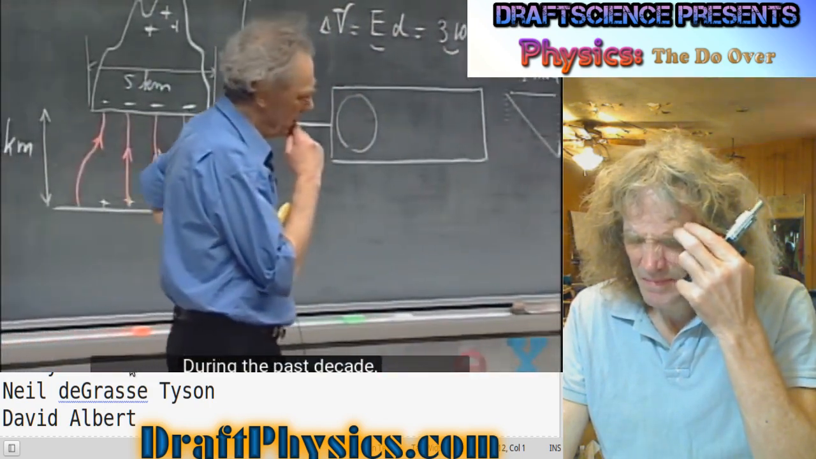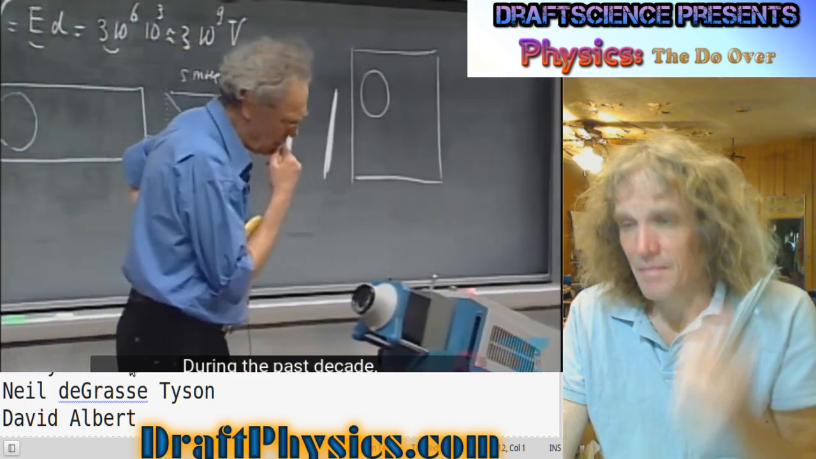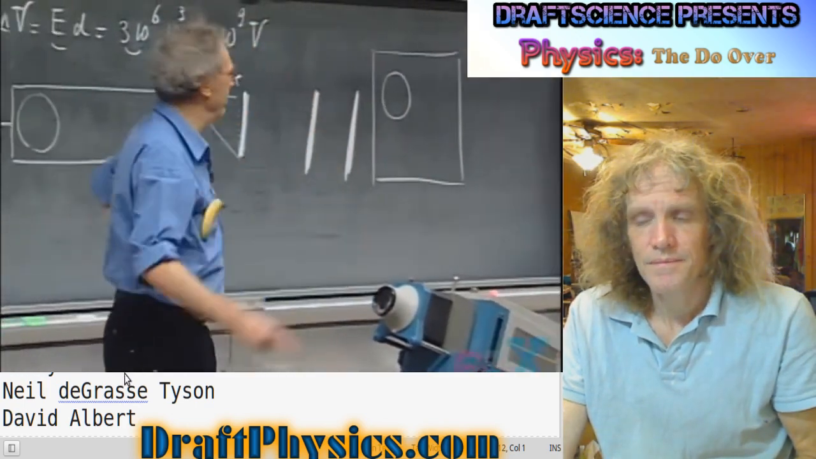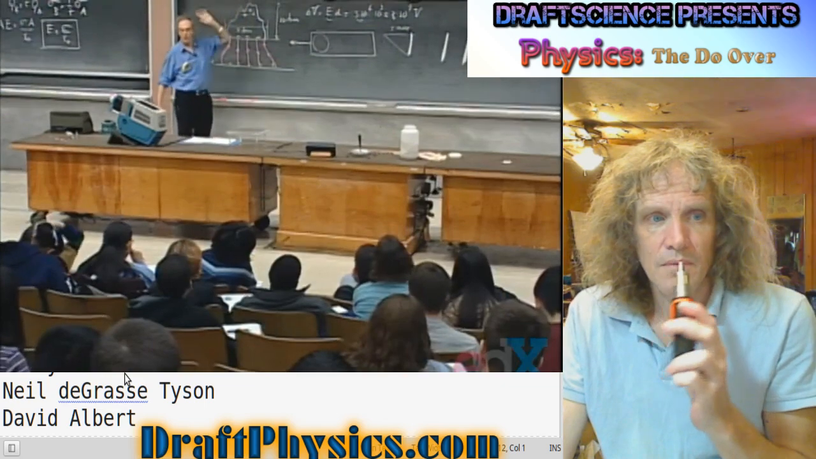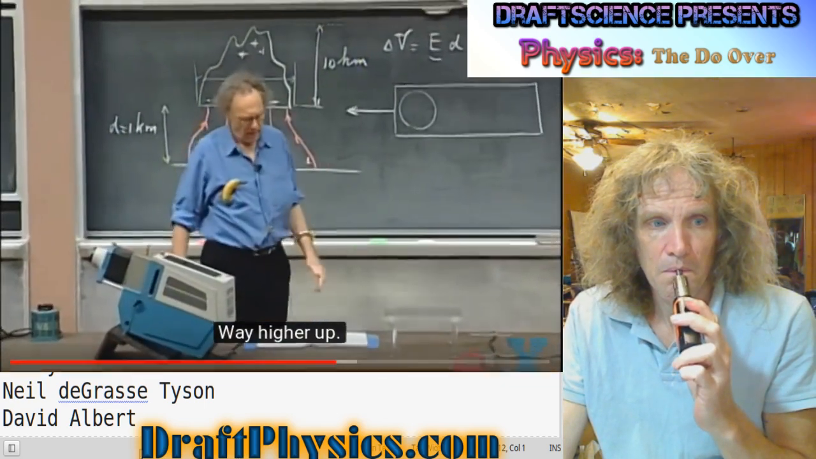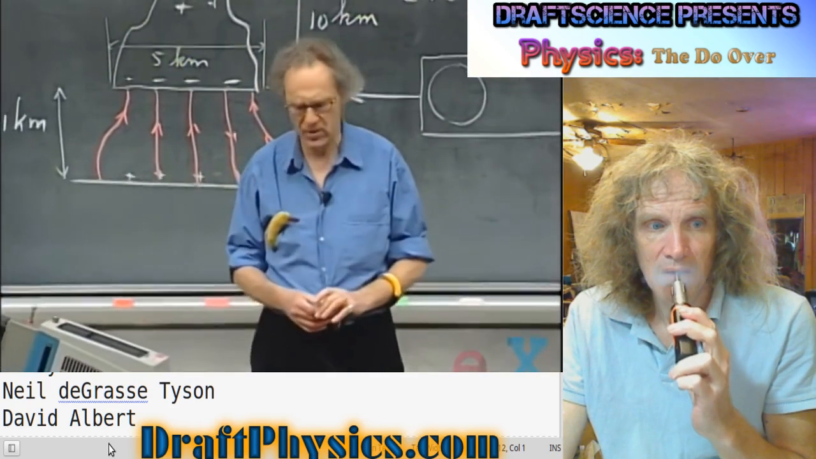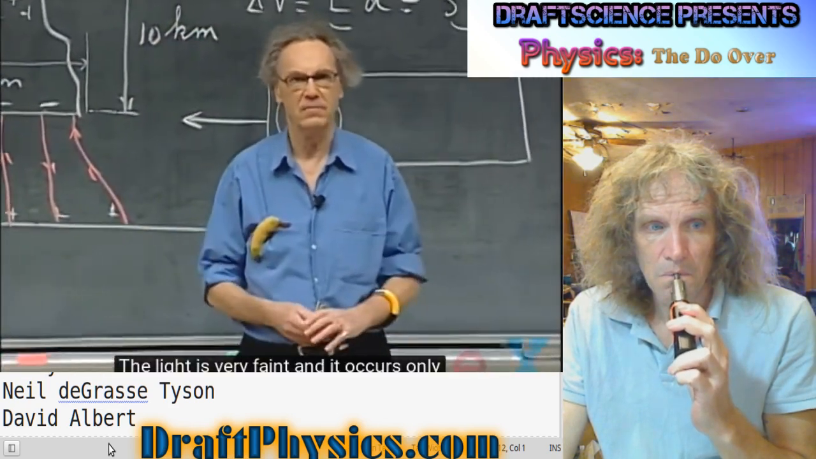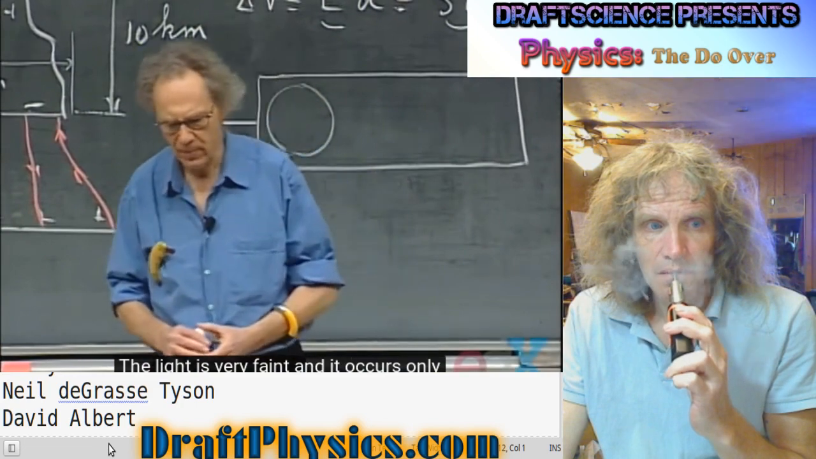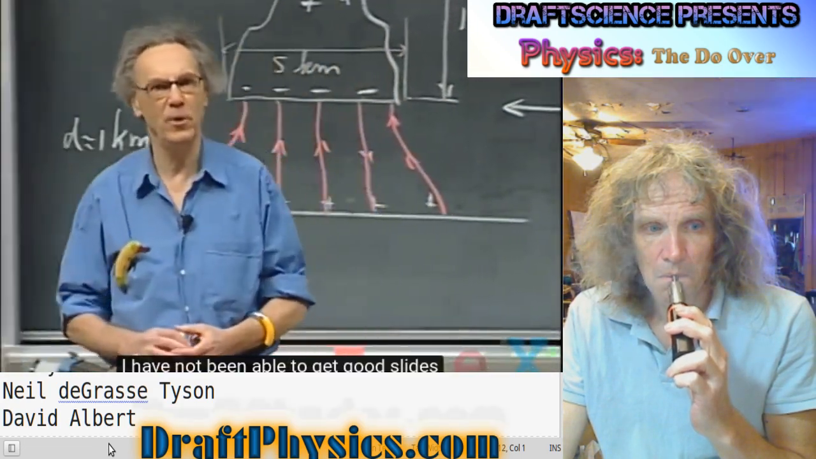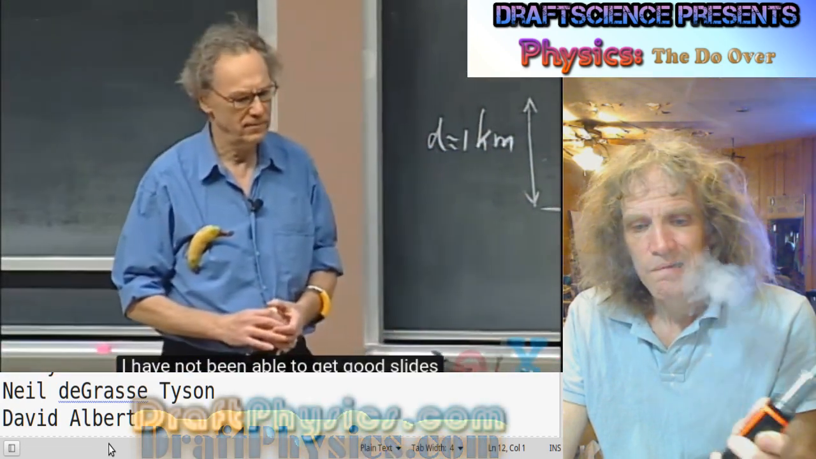During the past decade, new forms of lightning have been discovered which occur way above the clouds, way higher up. Red colors have been seen, red sprites they are called, and also blue jets. The light is very faint, and it occurs only for a very short amount of time. It's very difficult to photograph. I have not been able to get good slides for today.